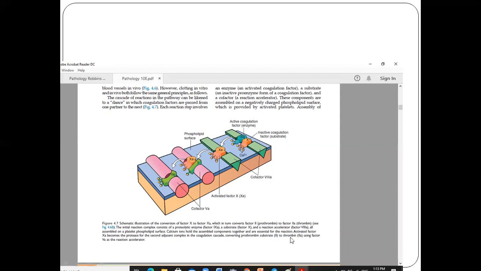Remember from physiology, activated factor 10A becomes the protease for the second adjacent complex in the coagulation cascade, converting prothrombin, substrate 2, into thrombin 2A using factor 5A as a reaction accelerator. You can see this red pink cylinder is factor 5A, the reaction accelerator. Factor 10A will convert factor 2 into activated 2A. Again, calcium is required for binding.